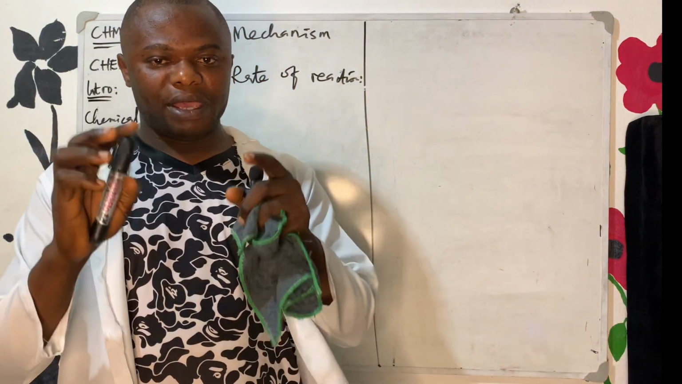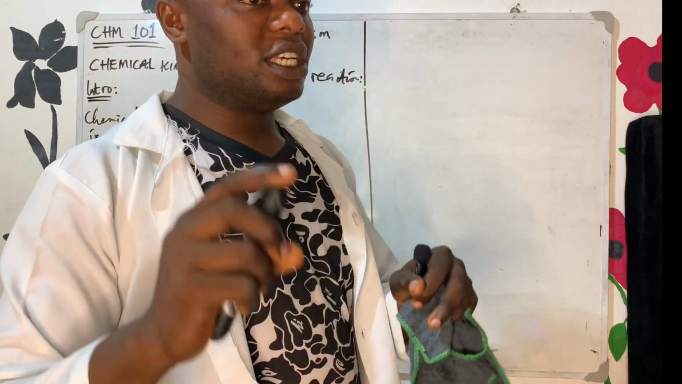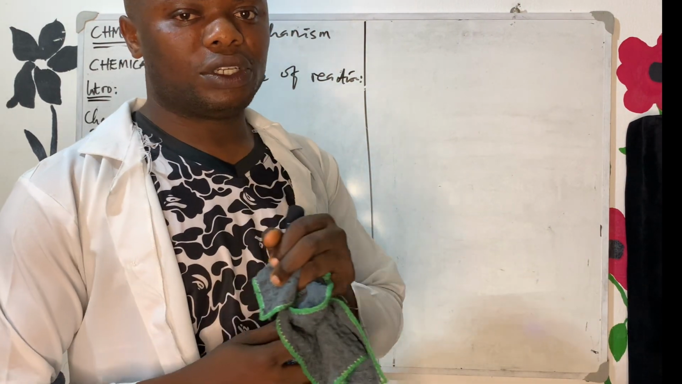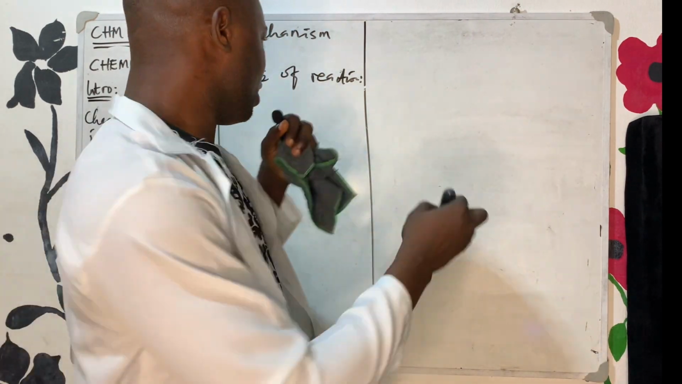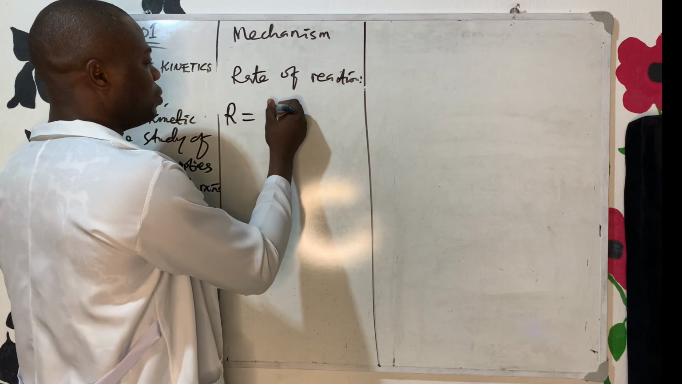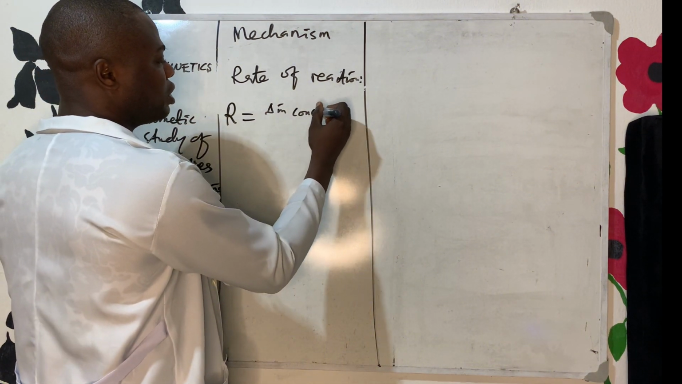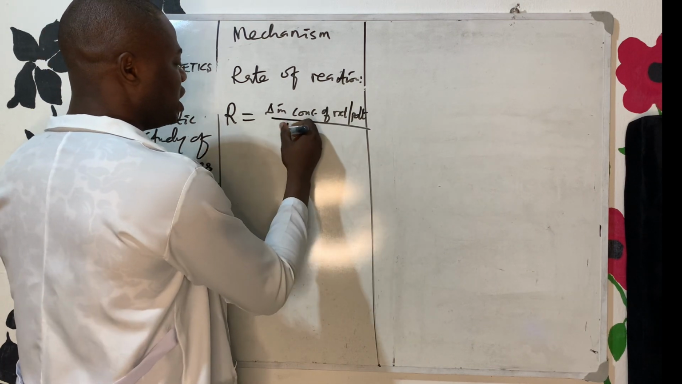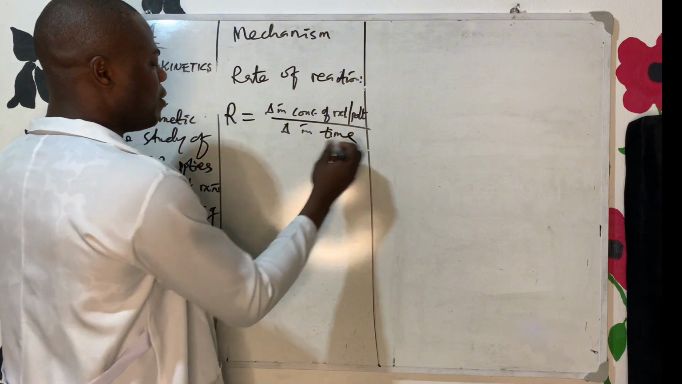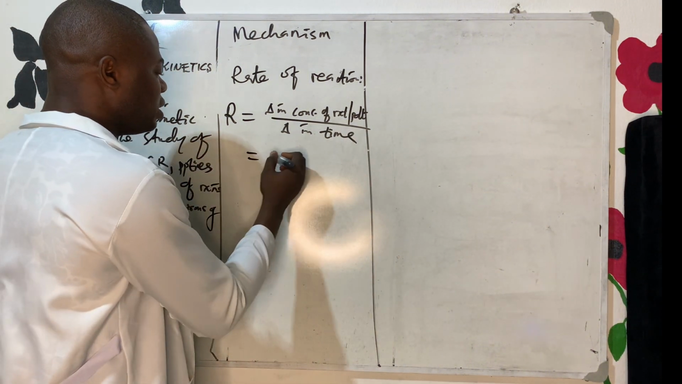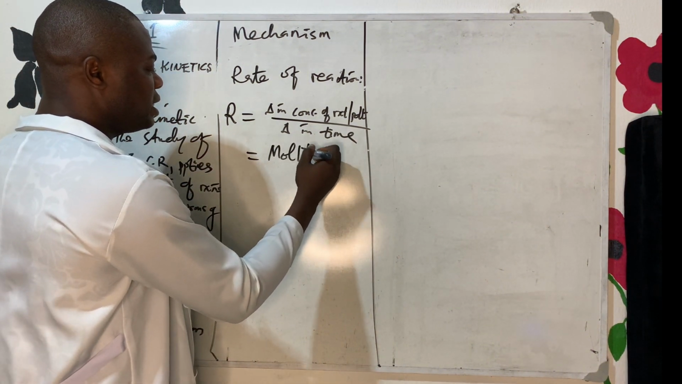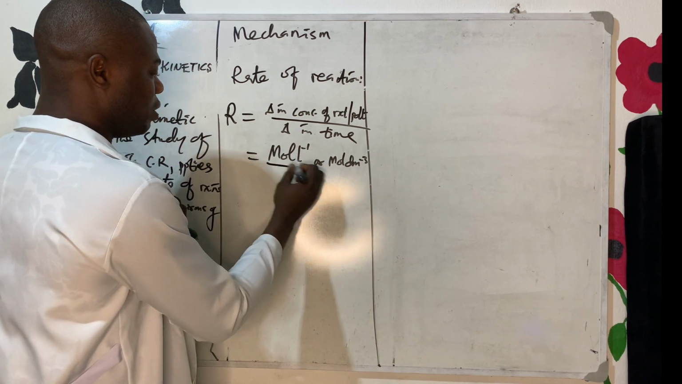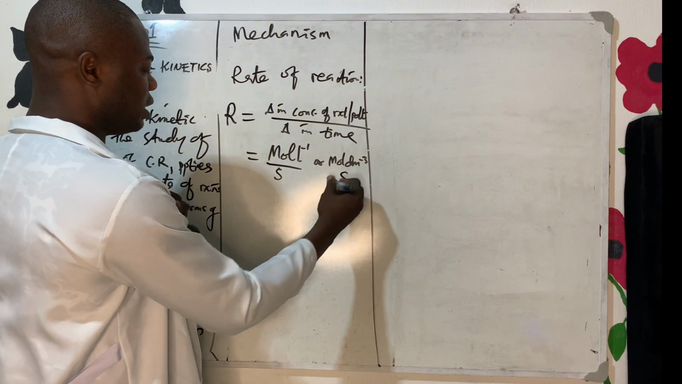or products being formed from reactants. The speed at which reactants are converted to products or products being formed from reactants. Don't forget, mathematically, rate of reaction R is equal to change in concentration of reactant or that of product, all over change in time. And of course, concentration in chemistry is measured either in mole per liter or in mole per dm cube.